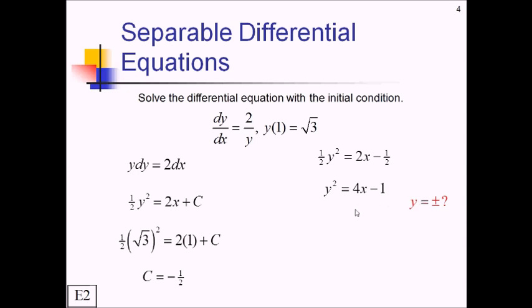So to resolve this situation, we again look at the initial condition. In our initial condition, we have a y value of radical 3. Well, if radical 3 is our y value, that means that in general, y has to be greater than 0, positive. So choosing between these 2 different things, we have to choose the positive square root, not the negative. So we'll write then y equals positive square root of 4x minus 1.